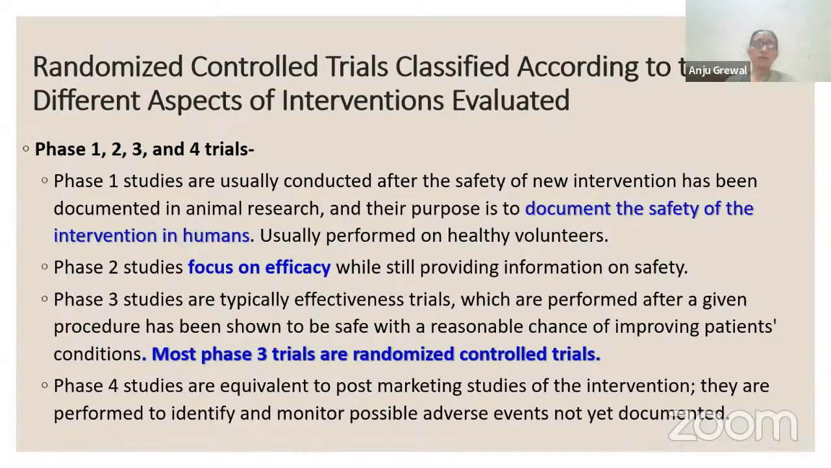And as new drugs come in, we also need to understand what phase 1, 2, and 3 trials are, especially when new molecules hit the market. Phase 1 studies are conducted after the safety of the new intervention has been tested on animals. Now you want to document the safety of this intervention on humans. So it's usually performed on healthy volunteers, and it is very rigorously and meticulously conducted.